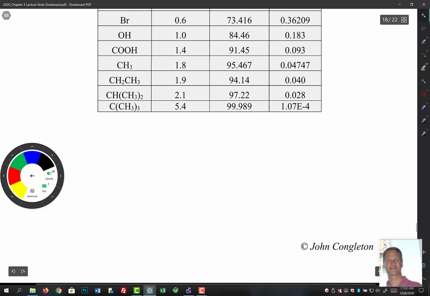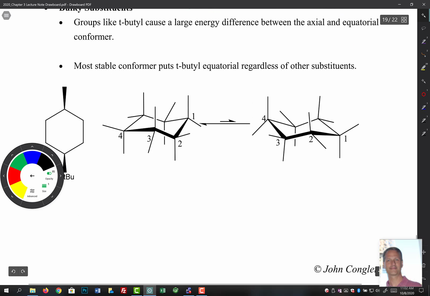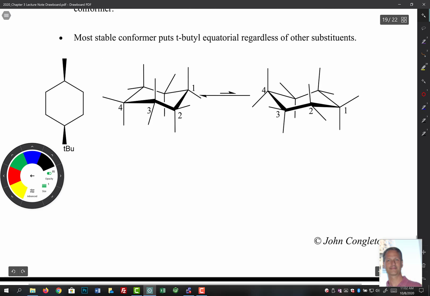at equilibrium. Now, one last little note here is bulky substituents. All right, so again, the most stable conformation puts that t-butyl, so for us, bulky means a t-butyl group. A t-butyl, remember, is a carbon with 3 CH3s. Of course, there's other big groups that are out there. That's just kind of the go-to big one in a lot of organic chemistry classes. All right, guys, let's do this one together then.